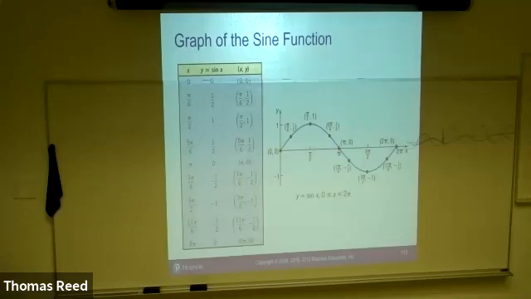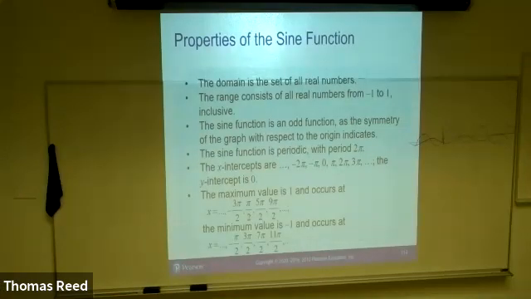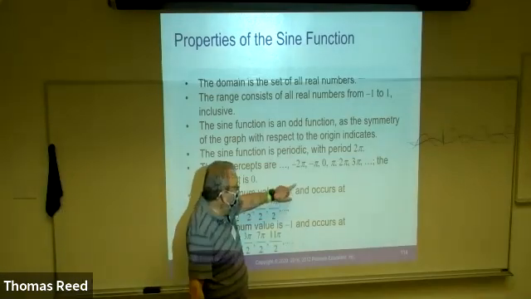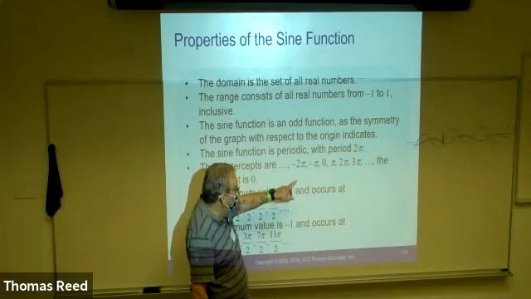That's a sinusoidal function. We call these types of functions sinusoidal because of the sine function. That's where they get the name from. The domain is all real numbers, but the range consists of all real numbers from -1 to 1, inclusive. The sine function is odd, so the graph has symmetry with respect to the origin. The sine is periodic with a period of 2 pi. The x-intercepts are at the integer multiples of pi.